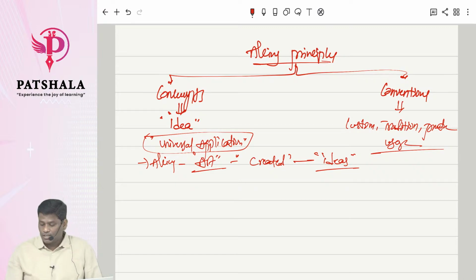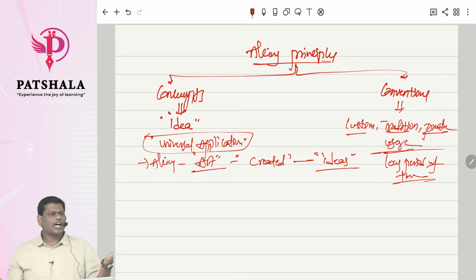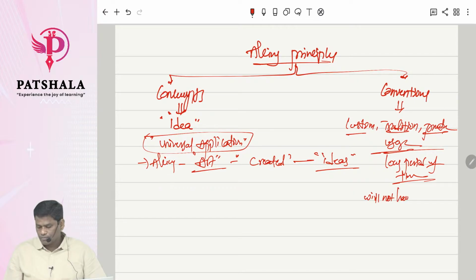Those are called customs, traditions, practices, usages which are being followed from a long period of time. They said some good will happen, so blindly we are following it. It is as simple as that. And these customs and traditions will not have universal application.